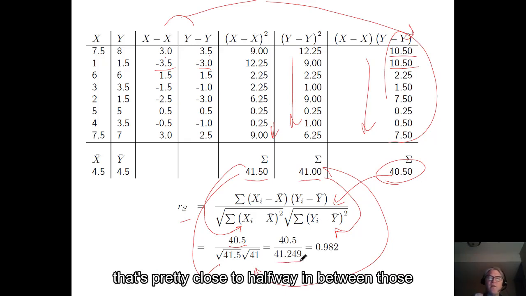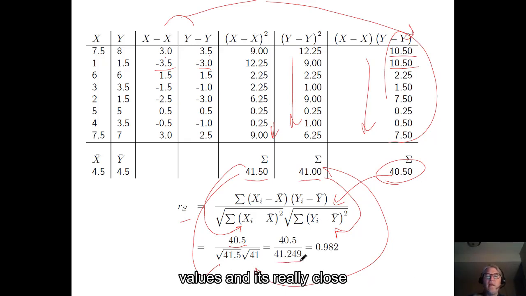Unsurprisingly, it's a number that's pretty close to halfway in between those values. And it's really close to 40.5. We get this really high correlation coefficient of 0.982.